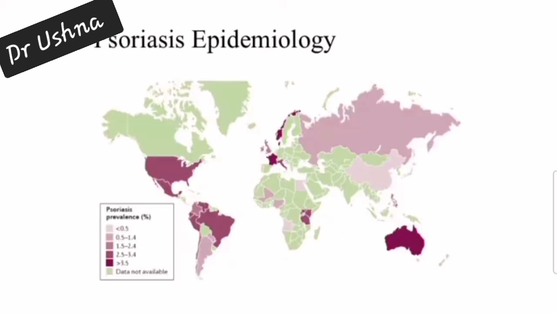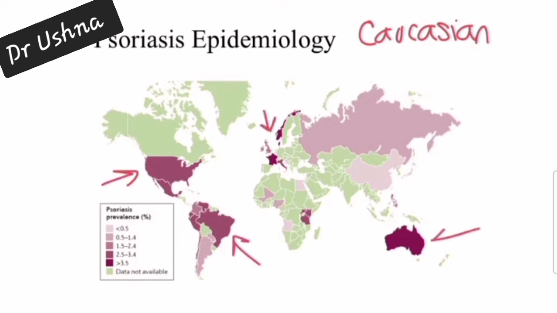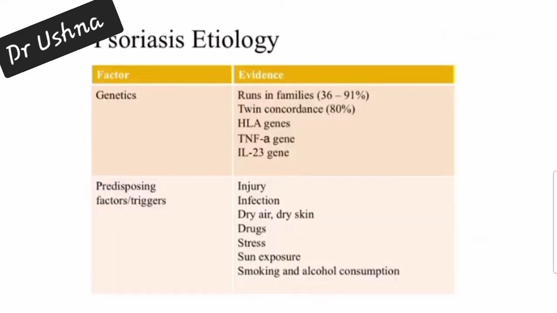In general, psoriasis is more common in Caucasians than in other ethnic groups. As you can see, the highest psoriasis prevalence is seen in North America, South America, Europe, and Australia. There are both genetic and environmental factors that play a role in the development of psoriasis. In terms of genetics, psoriasis, like other autoimmune conditions, runs in families.